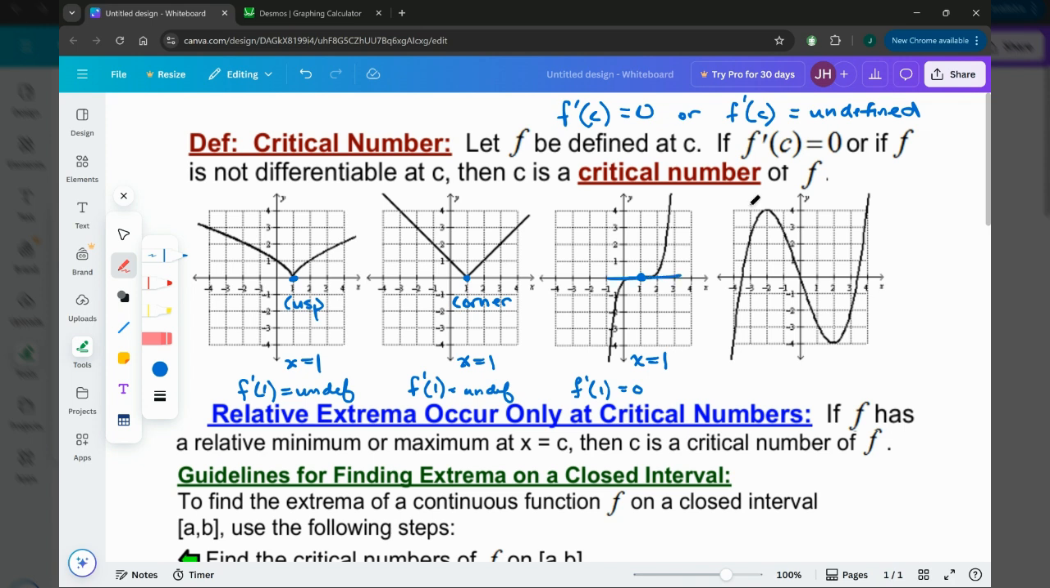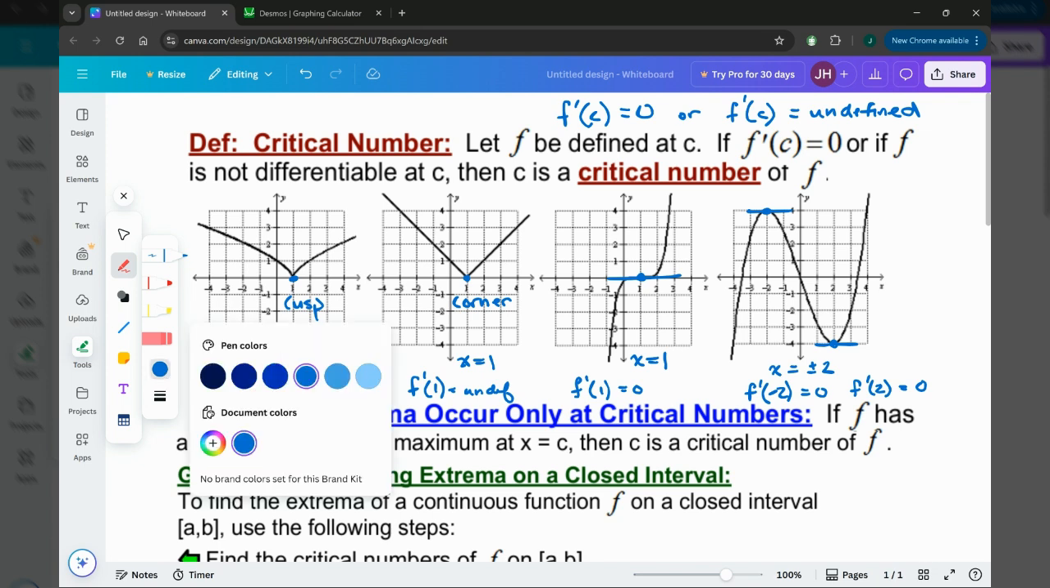And in the next picture, I actually have two horizontal tangent lines at x equals -2 and at x equals 2. I have two critical numbers in this picture. Why? Because f prime at -2 equals 0 and f prime at 2 equals 0. So I have two critical numbers, 2 and -2. I have two critical points, -2, 4 and 2, -4.